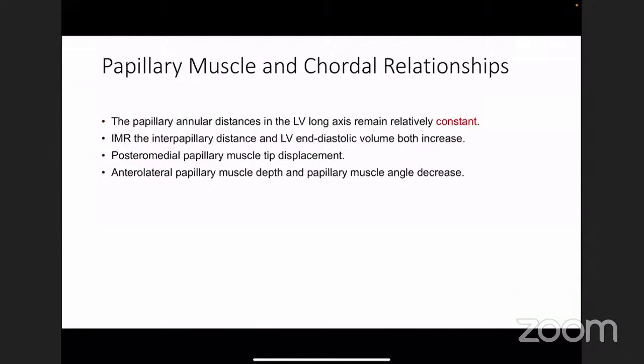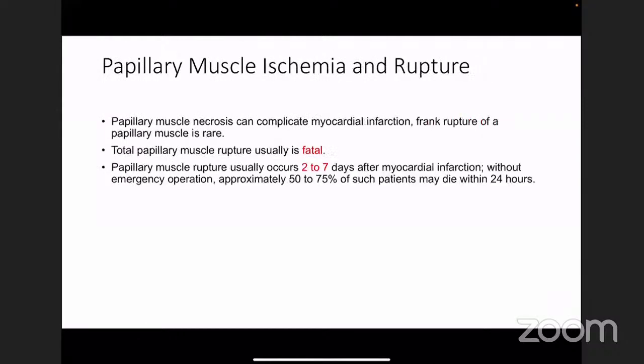Papillary muscle and chordal relationship. The papillary-annular distance in the LV long axis remains constant. In IMR, the interpapillary distance and LV end-diastolic volume both increase. There is posteromedial papillary muscle tip displacement, and anterolateral papillary muscle depth and papillary muscle angle decrease.